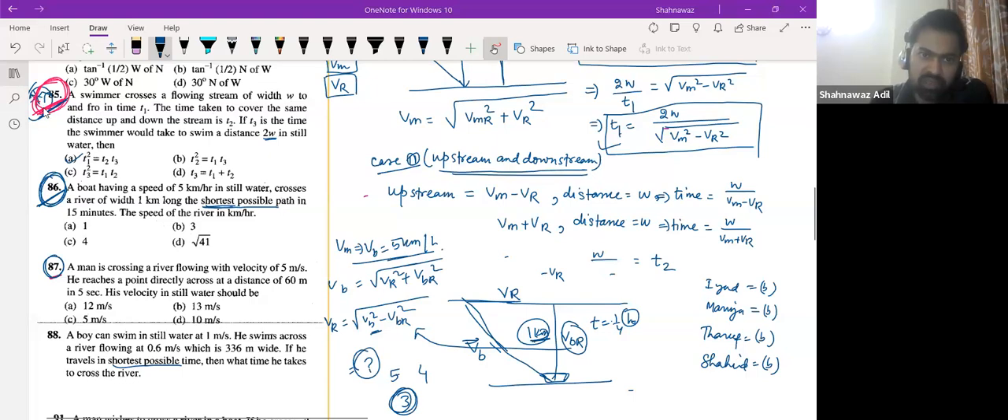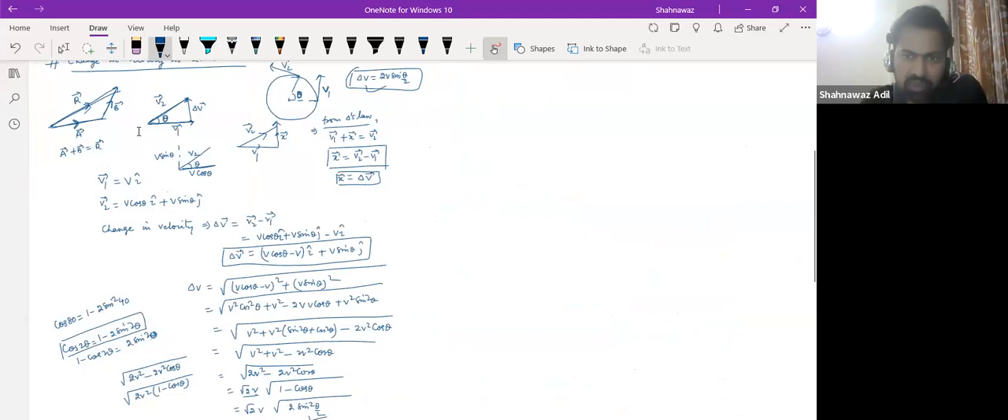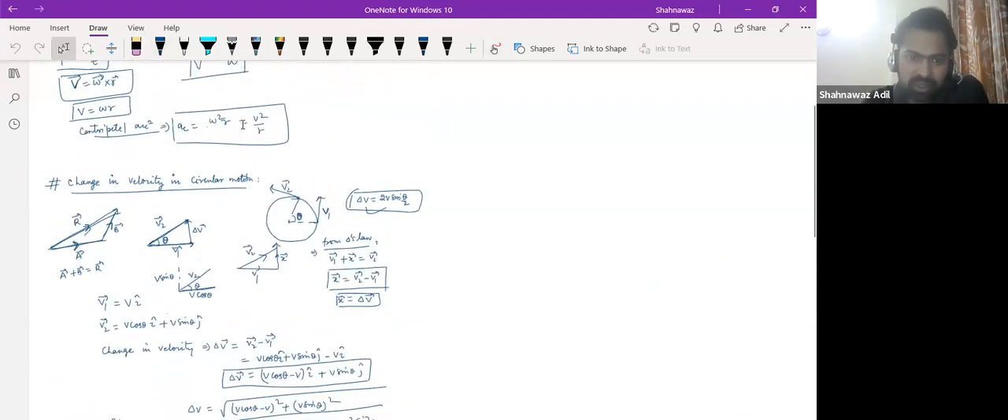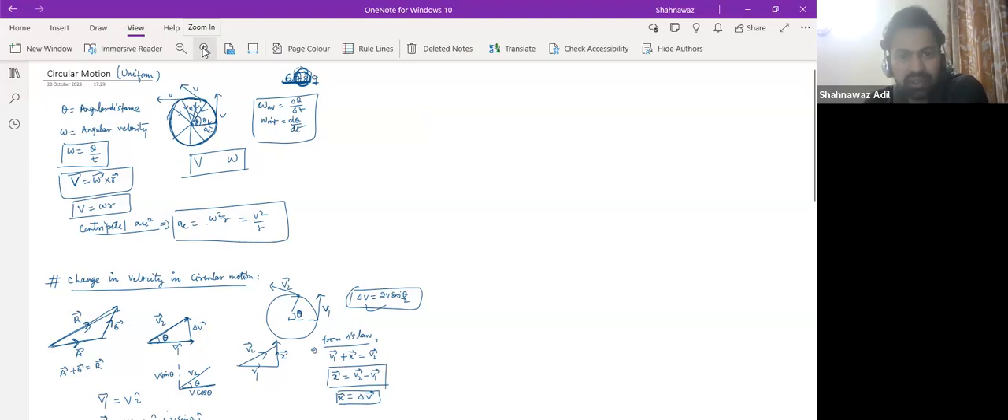Okay, so let us talk about this last part, which is the circular motion. In the circular motion, I want to talk about these things you guys have already learned: the angular distance, angular velocity, and the relation between the linear motion and the angular motion. And we are only talking about uniform circular motion. So this omega is fixed in uniform circular motion, right?